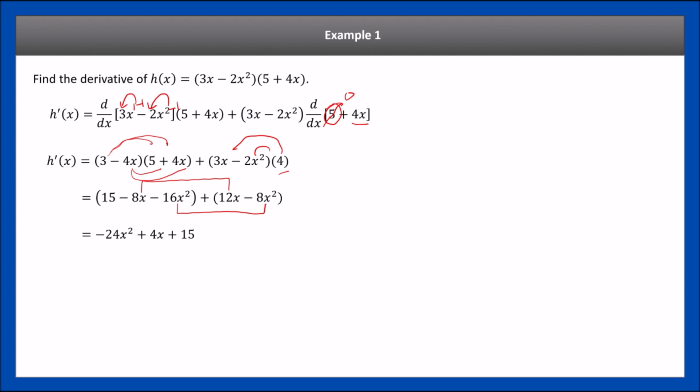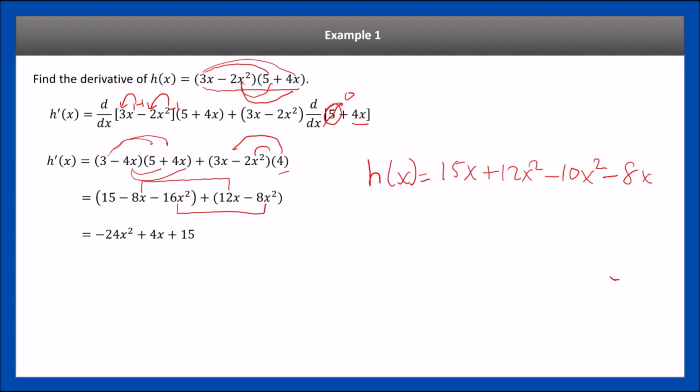And notice that you can get the same solution by foiling. So if I FOIL this and then I take the derivative, so let's show you that. So suppose we, instead of doing the product rule, we decide to FOIL, right? Or distribute. So we got 3x times 5 is 15x. And then we got 3x times 4x is 12x squared. We got negative 2x squared times 5 is negative 10x squared. And then finally, negative 2x squared times 4x is negative 8x to the third. If I combine these like terms, I get 15x plus 2x squared minus 8x cubed.